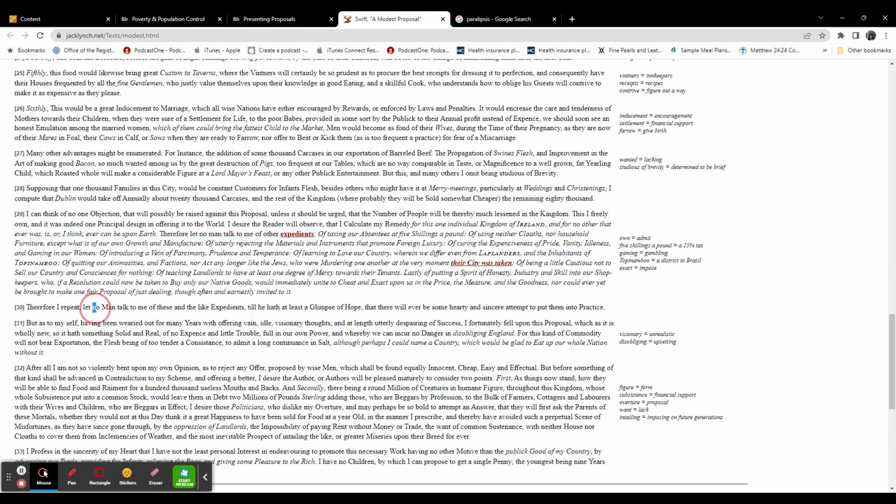Therefore, I repeat, let no man talk to me of these and the like expedients, till he had a glimpse of hope that there will ever be some hearty, sincere attempt to put them into practice.